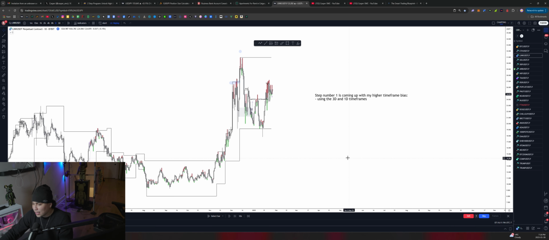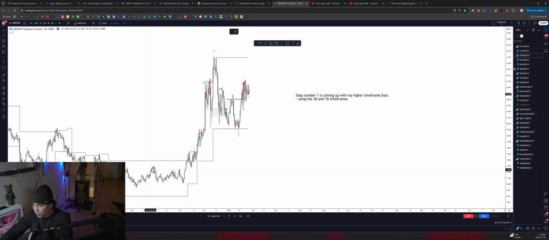What's the daily doing? The exact same thing. We get this protected high right here broken. And then we get a higher protected low. We get this protected high broken and another protected low, a protected high broken right here, and another protected low being created. So that makes it so the 3-day and the daily are both bullish.